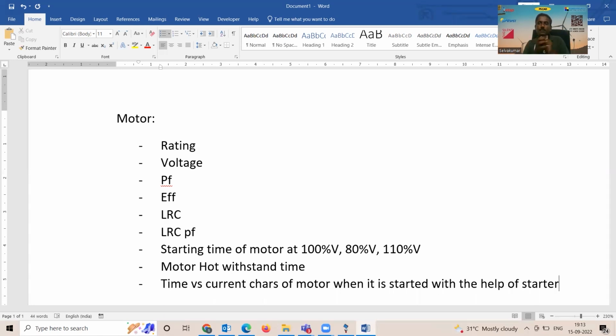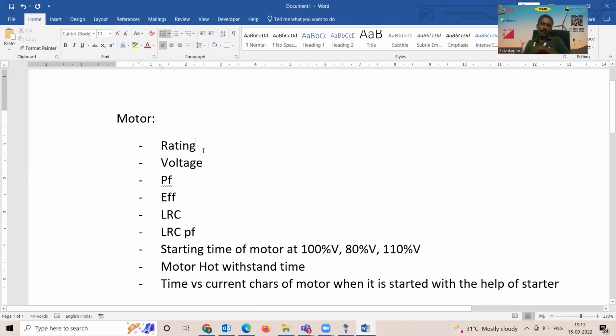Why do we need this? We are not really showcasing VFD, but when VFD is used as a starting device, how the starting characteristics change and what needs to come on the graph. That's what we'll probably pick up.